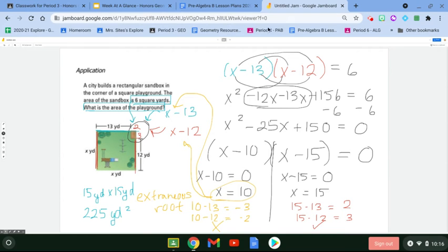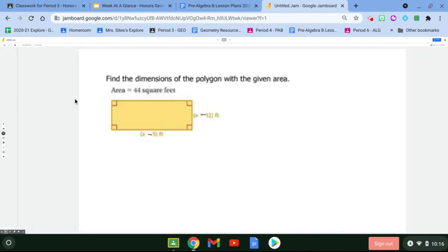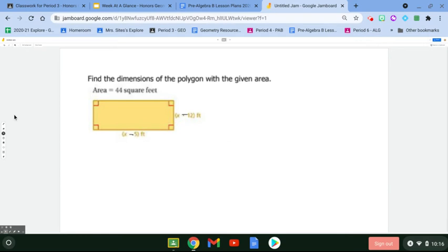Okay, we're going to try another one just to make sure we're good with this. In this particular problem, you can see that we are given the dimensions and we're given the area. The dimensions this time are set up as algebraic expressions. So we have a length and width of x minus 5 and x minus 12 feet, and we know the area is 44 square feet.